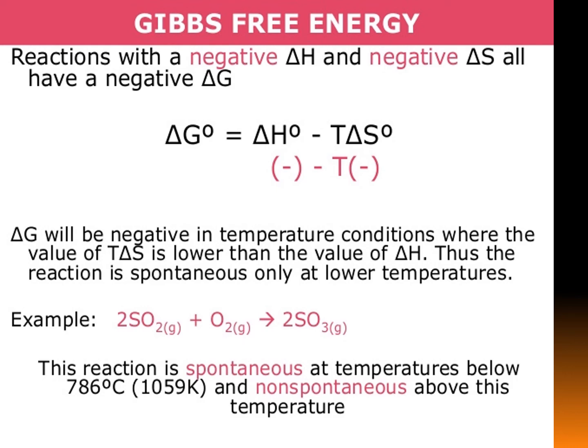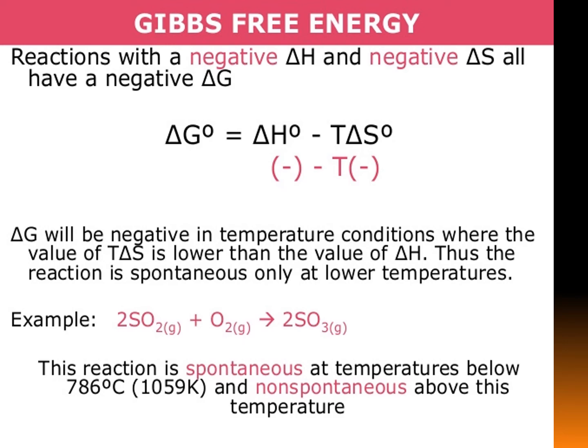This Gibbs free energy is an extensive property and it is a single valued state function. Reactions with negative delta H and negative delta S all have a negative delta G. So delta G equals H minus TS. That is the Gibbs free energy formula.